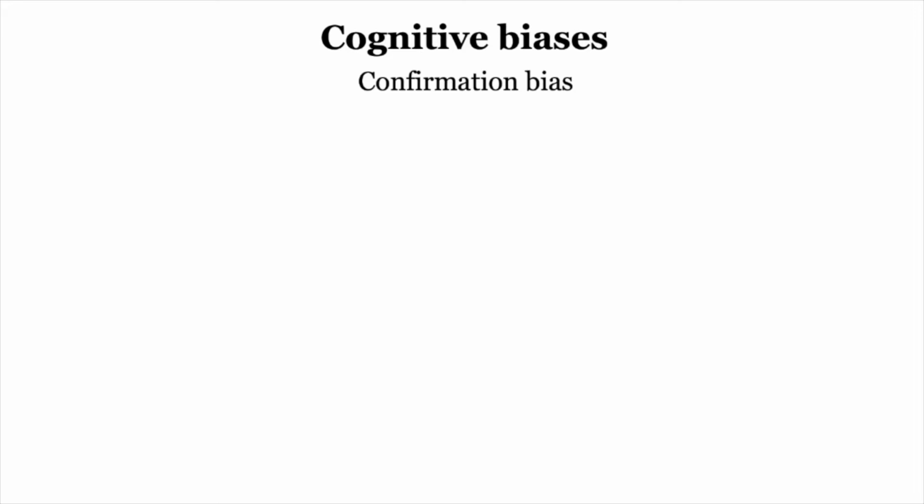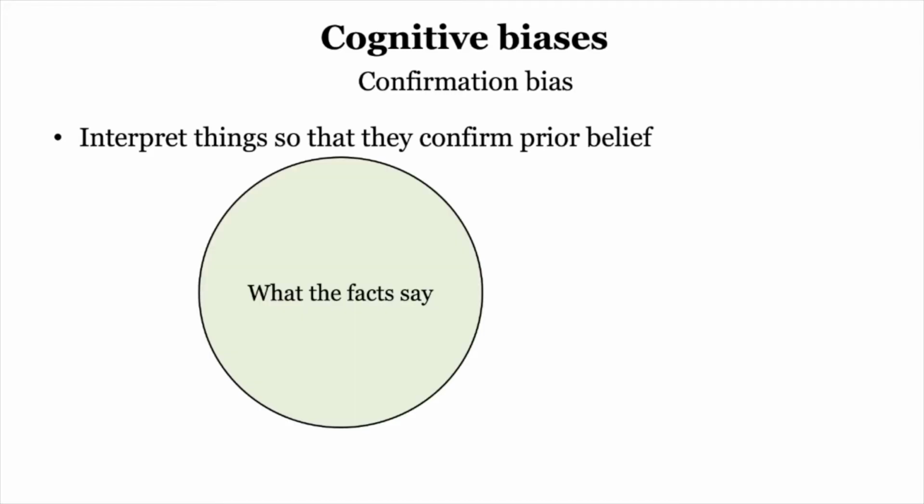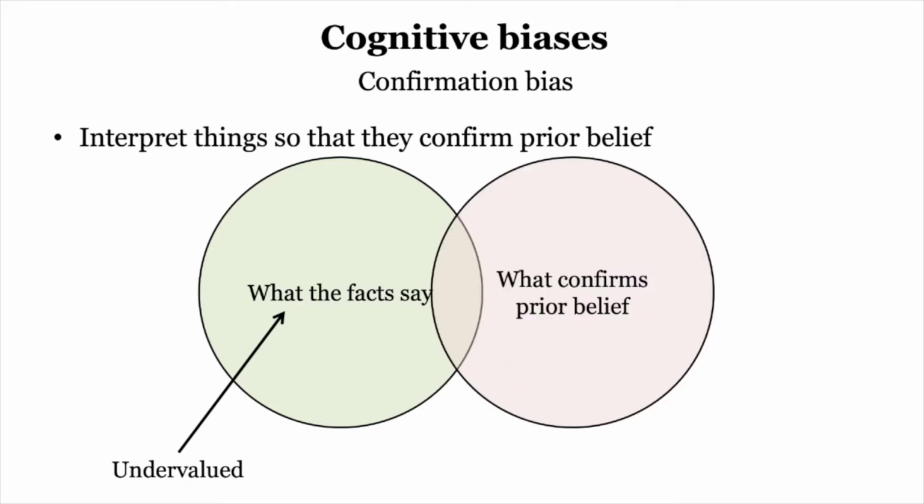Another common bias that follows us everywhere we go is confirmation bias. People will look for, and when I say people, I mean all of us do this, we look for information that confirms our prior beliefs. And we interpret the things that we do find so that they do confirm our prior beliefs already. So out there in the world, we may find lots of information. We may find some things that are facts. The things that are facts are often undervalued.